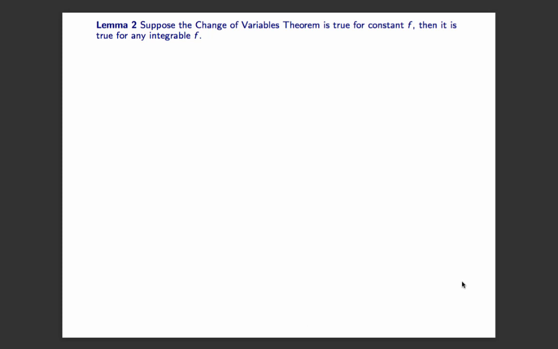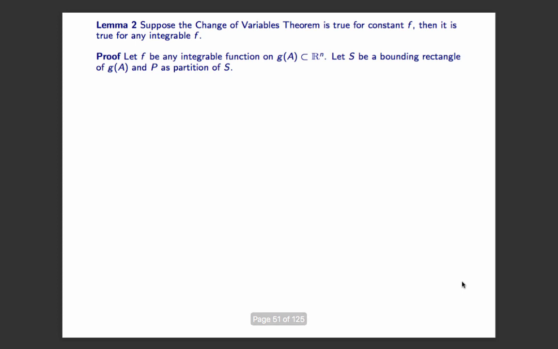Lemma 2. Suppose the change of variables theorem is true for a constant f, then it is true for any integrable f. Proof. Let f be any integrable function on g of A, which is a subset of R^n. Let S be a bounding rectangle of g of A and P a partition of S. Then the lower sum, by definition, is the sum of all the infimums of f over each subrectangle times the volume of those subrectangles.